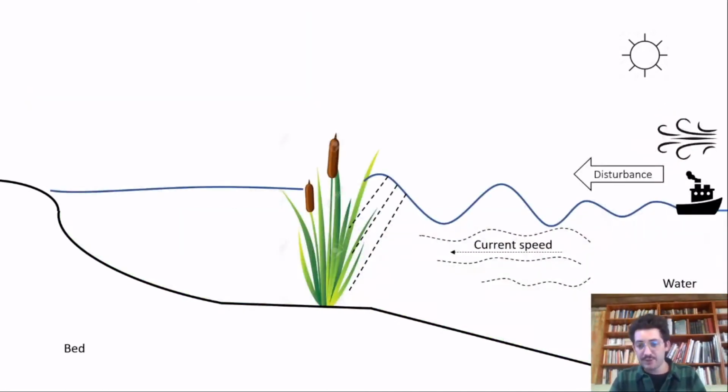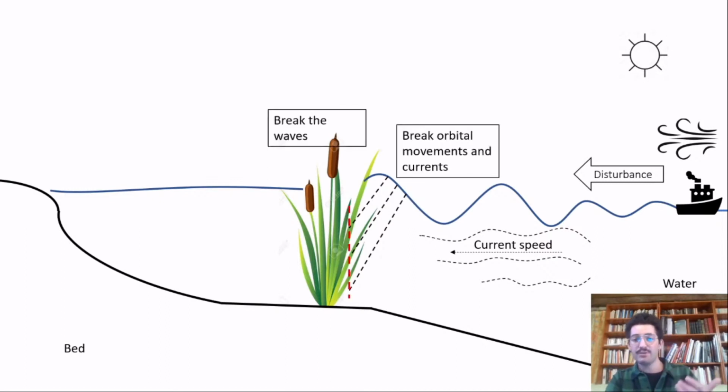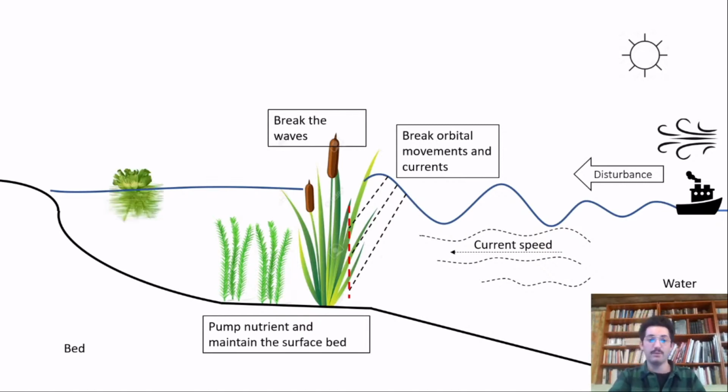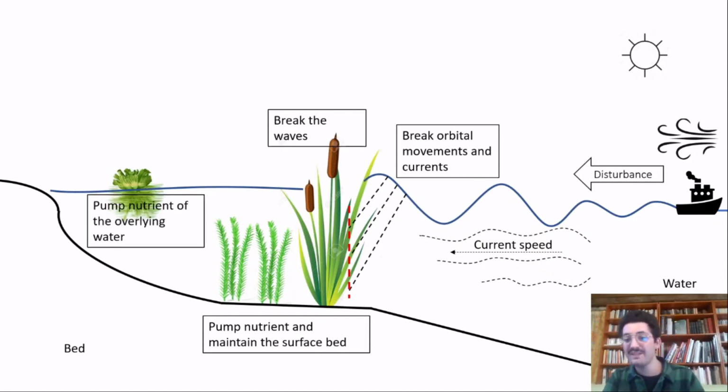However, there is a different trend when there are macrophytes in the water column. First, emergent macrophytes can act by breaking the waves, but also breaking orbital movement and currents in the water column, and also by pumping the nutrients in the sediment and maintaining the surface bed. The literature has also shown that submerged macrophytes act in the same way as emergent macrophytes, and floating species also play a role, but more by pumping the nutrients already released in the water column.